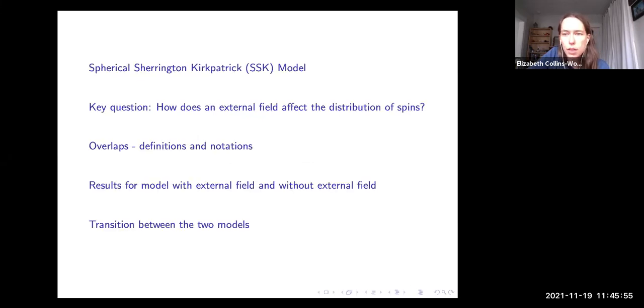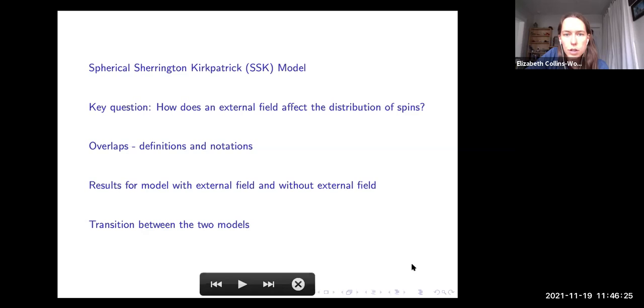So I'll start with a general introduction to the spherical Sherrington-Kirkpatrick model, which is what I'll be focusing on today. The key question is, how does an external field affect the distribution of spins? In order to study this, we need a tool called overlaps, which I'll define. Then I'll present the results for the model with an external field, as well as the model without an external field. And then finally, I'll talk about the transition between the two models.